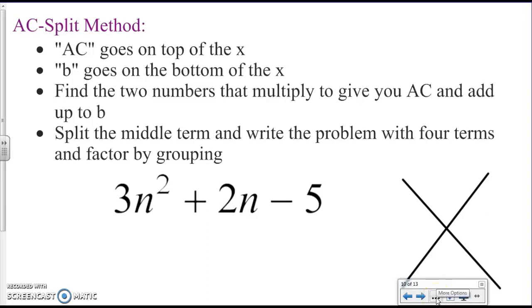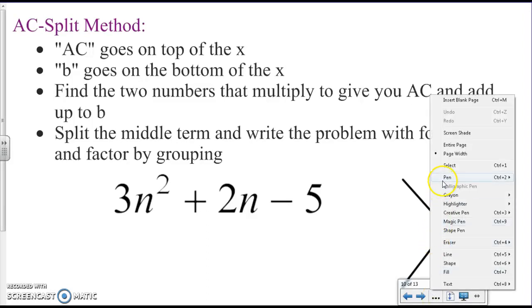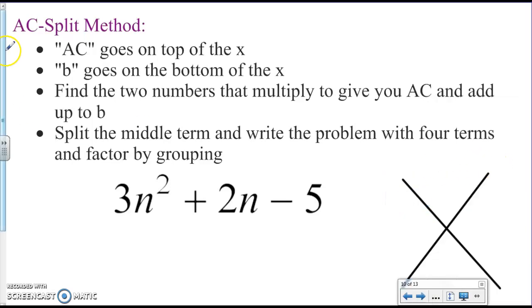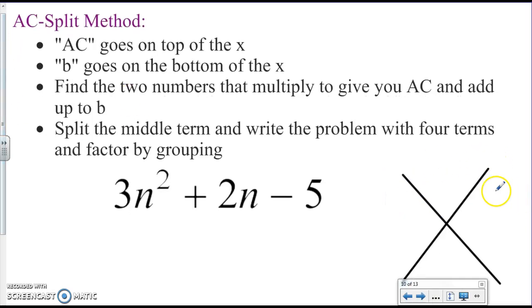In this video, we're going to talk about the last type of factoring that you need to know in our solving quadratics unit, and that is AC split. The difference between this one and the one we did with just the x factor method is that for AC split, we actually have a number out front. So that's where you're going to see your ax squared plus bx plus c.